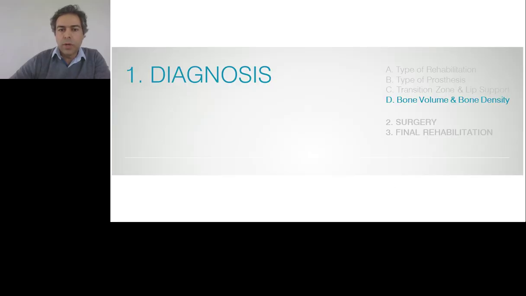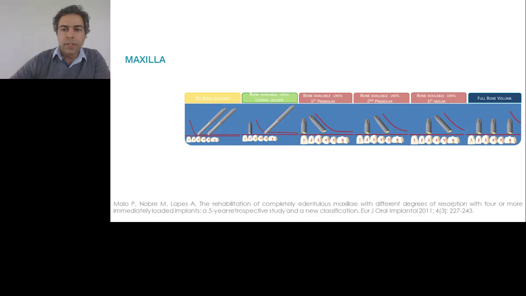Finally, I have to highlight the importance of the bone volume and the bone density, again, specifically in the maxilla. In the mandible, things are pretty much straightforward, but in the maxilla, we have to know that there are several ways of approaching the surgery.